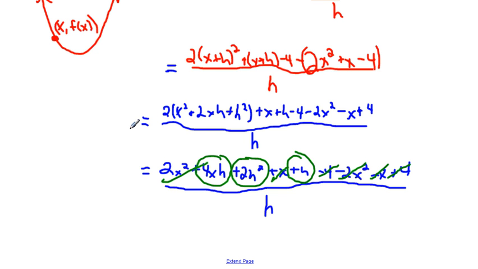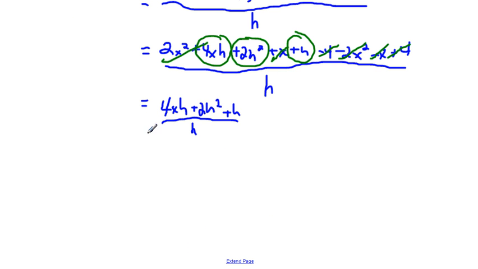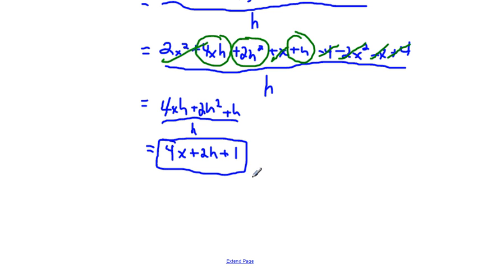And remember, h is just how far over in the x direction it's changing. So h could be anything, whether it goes over 1, over 2, over 0.1, over 0.0001, whatever the case may be. So we end up with 4xh plus 2h squared plus h all over h. And so I notice I can cancel out an h so that it ends up being just 4x plus 2h plus 1. And so this is our expression we can use for the difference quotient.